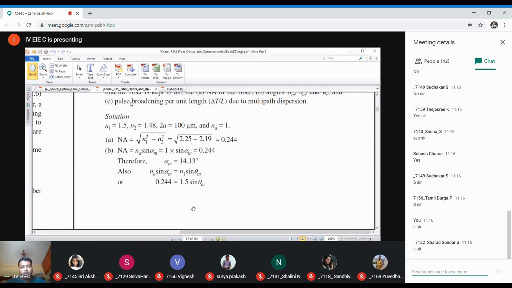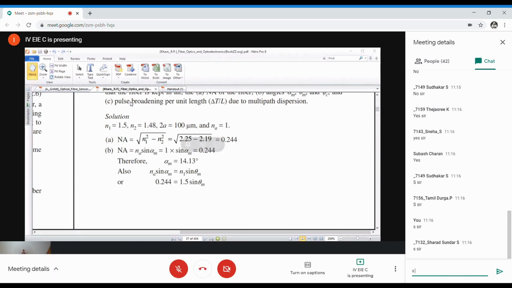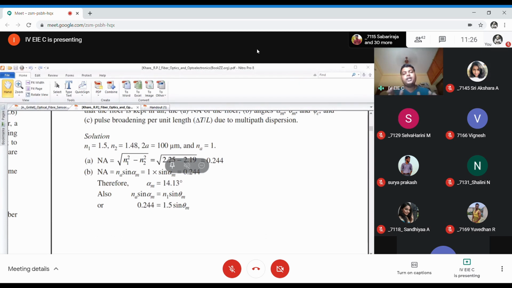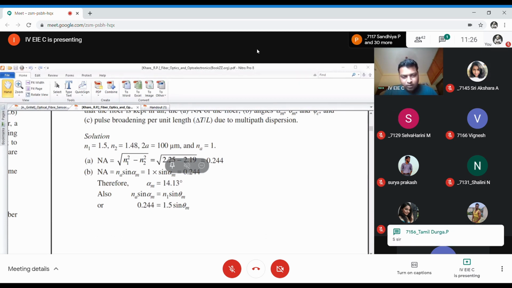Clear? Are there any doubts you have? Yes? Is that clear for everyone? Is the problem clear for you? So we have simply substituted the values into the mathematical expressions. We have discussed Snell's law, the critical angle phi c, and numerical aperture and its different forms. We are going to make use of all these formulas to find out the values.